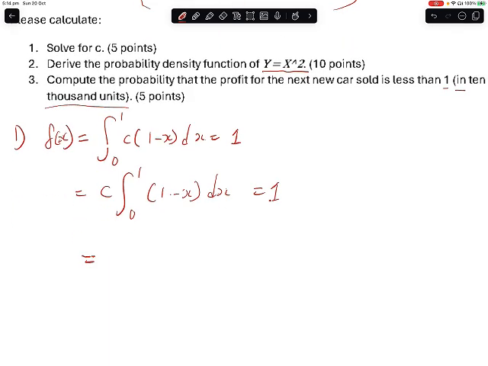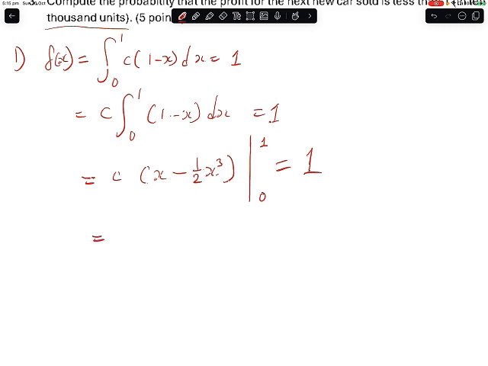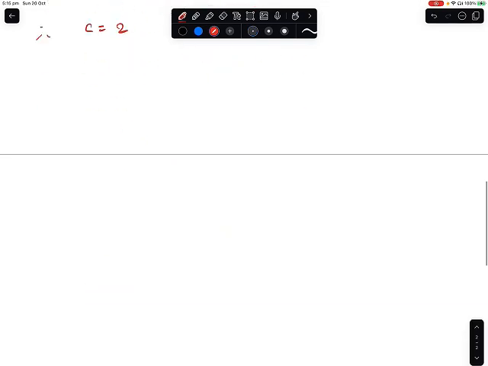So this is x minus x squared over 2, evaluated from 0 to 1, and that equals 1. It is easy to find by substituting the values: 1 minus 1 over 2. So c times 1 over 2 equals 1, therefore c equals 2. So the first question is finished.